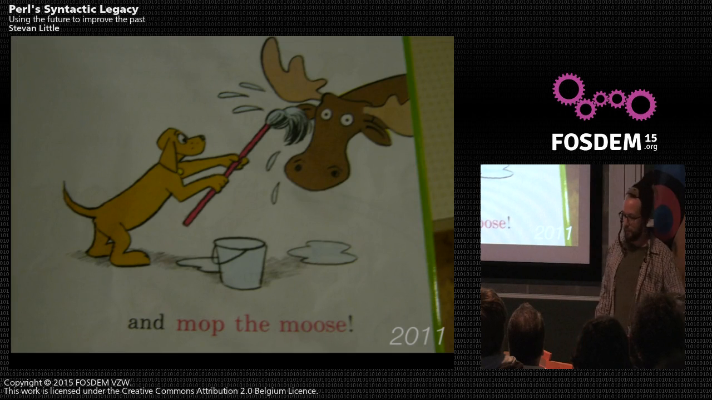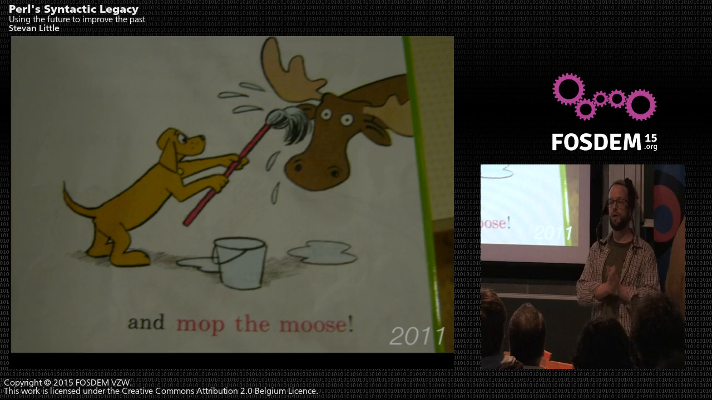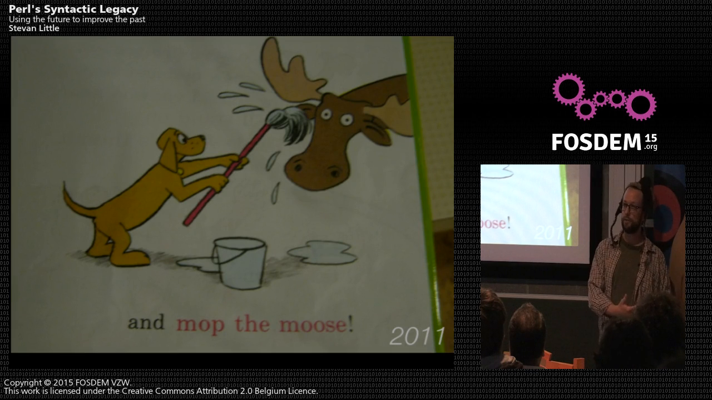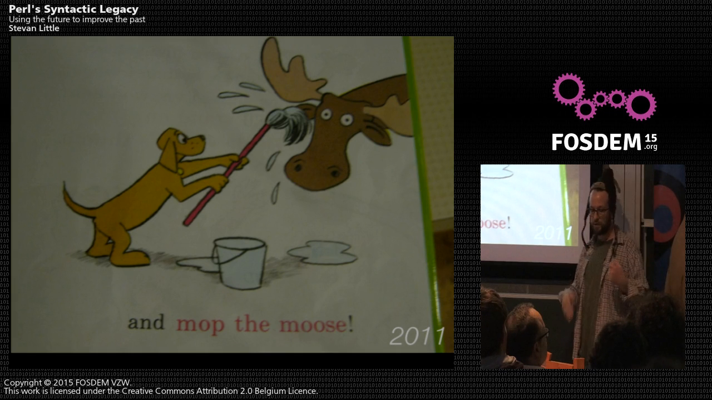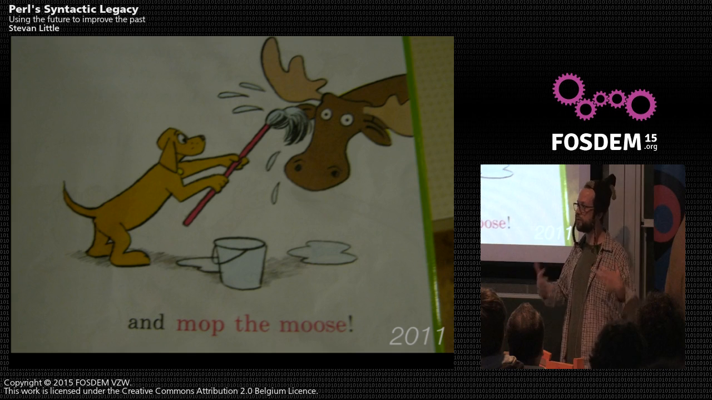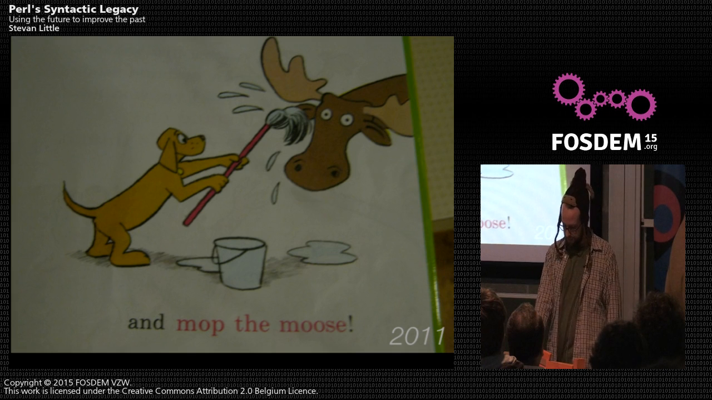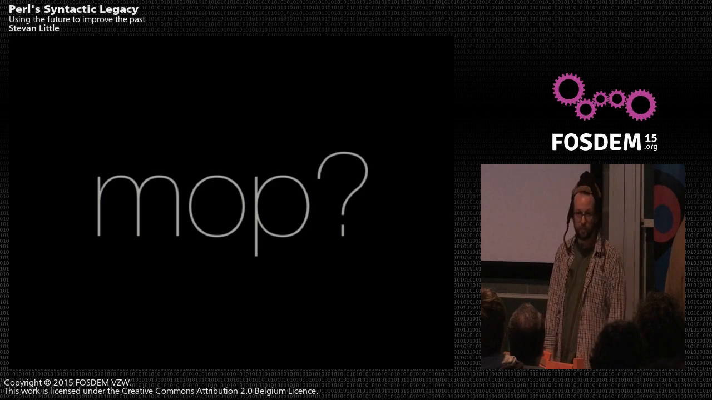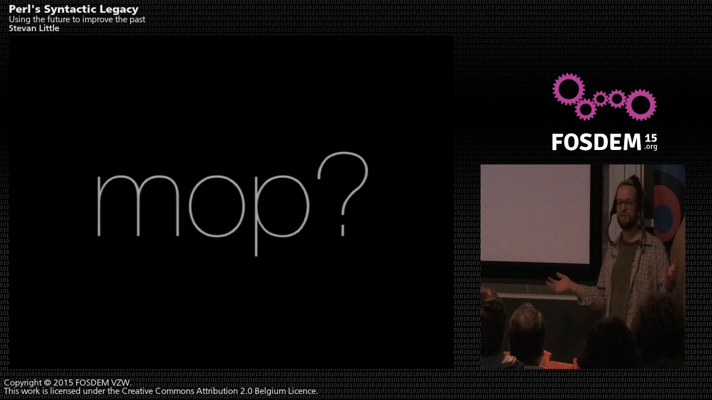Then in 2011, I started a project, which is what we're going to talk about in this talk. I started a project to try and take some of the learnings that we had from Moose, things that went well, things that didn't go well, and also to take some even more ideas potentially from Perl 6 to try and bring those into the Perl 5 core and see if we couldn't sort of upgrade the metamodel. Now, who here knows what a mop is when I say this word?